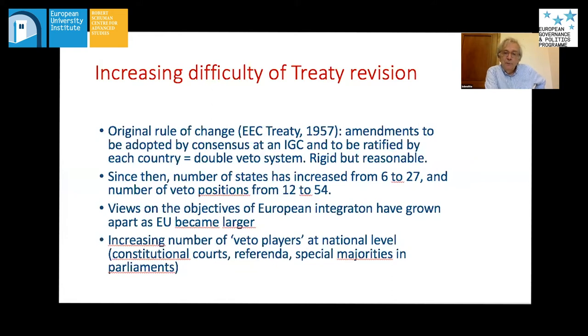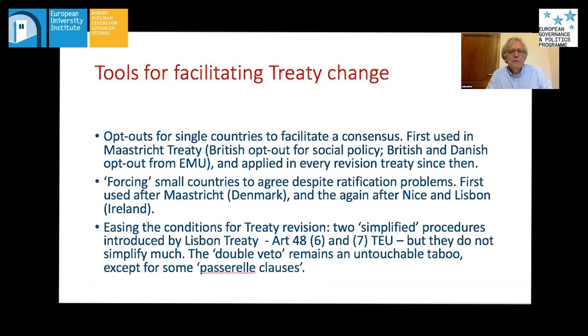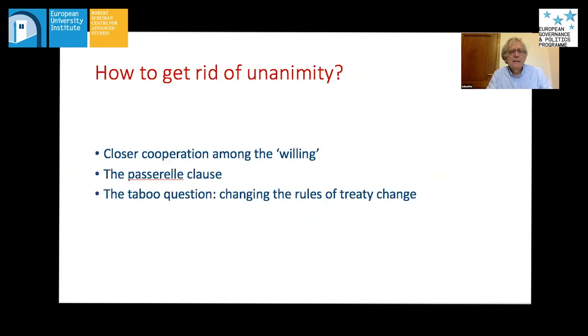In the meantime, the views on the finalité, on the objectives of European integration have grown very apart between countries. And we've seen also in the course of time an increasing number of veto players at the national level. Constitutional courts get involved, referenda are held, special majorities are required in parliament, etc. Now, despite this, treaty change has happened, but I'm going to skip this slide and move to the real question that I want to propose to you.